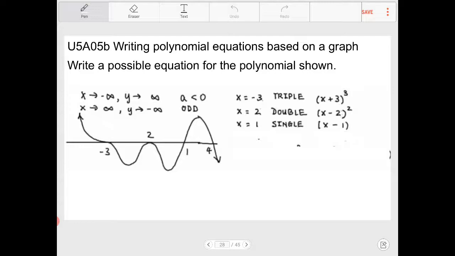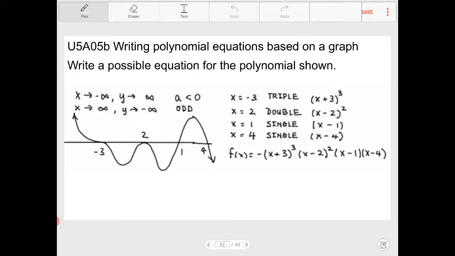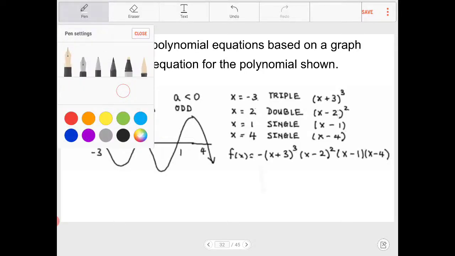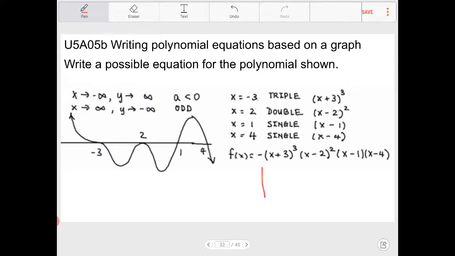And the last one is x equals 4, and this is, again, a single root. In its factored form will be x minus 4. When put all together, it's going to look like this. And now notice the leading coefficient here I made negative. I could have put in the front any coefficient I like, just as long as it's negative. It could be -2, -1,000,000,000. It doesn't matter. The leading coefficient is negative.